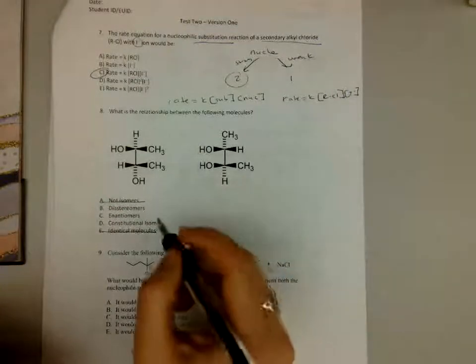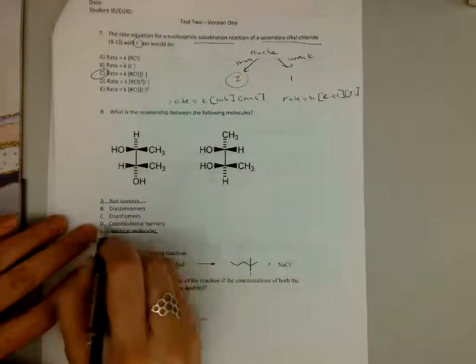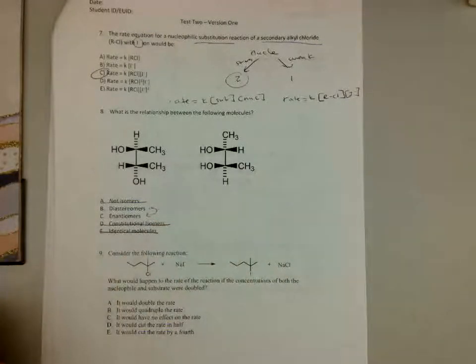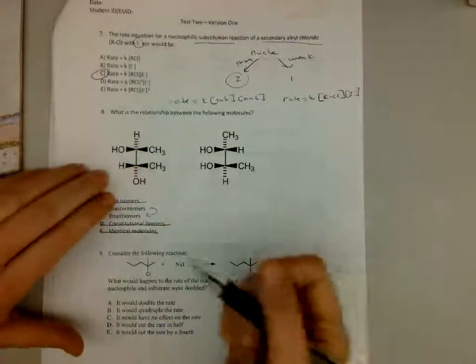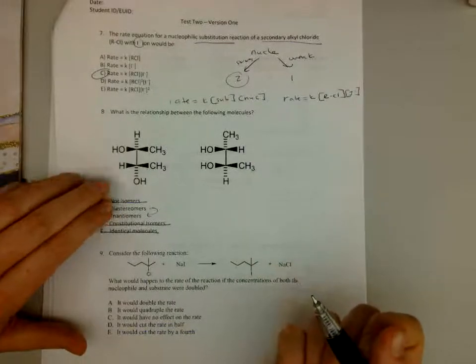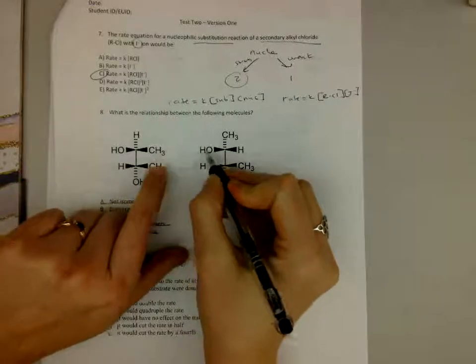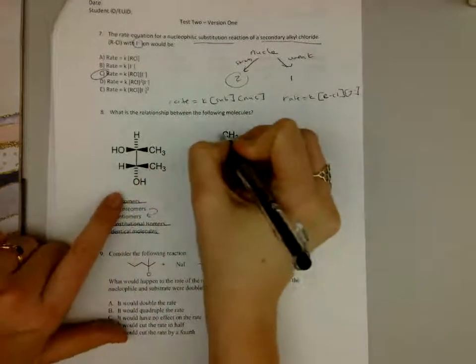So we can get rid of that. And they're attached in the exact same order, so they're not constitutional isomers. So they're either diastereomers or enantiomers. So what I'm going to do is see if I can line up these CH3 groups to see if this is a mirror image or not.